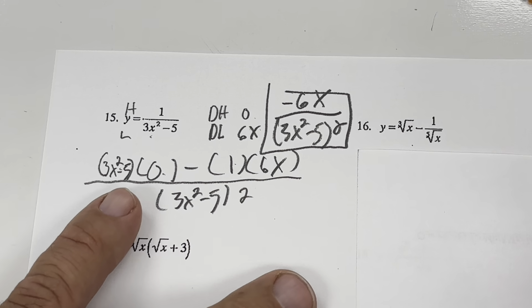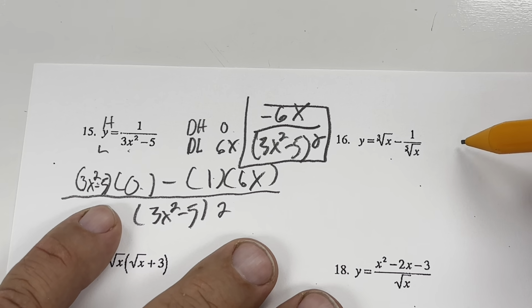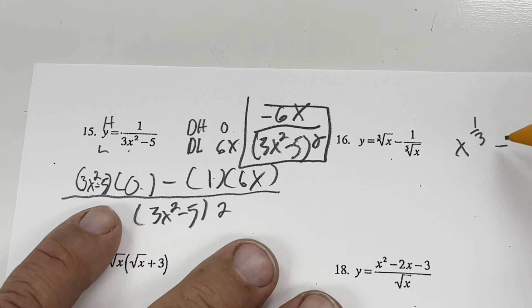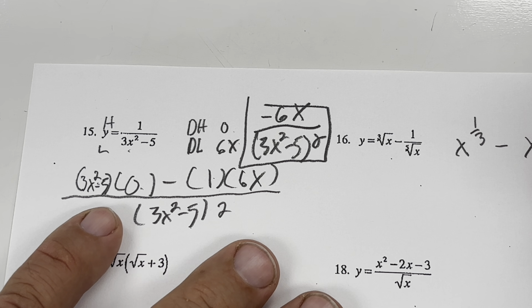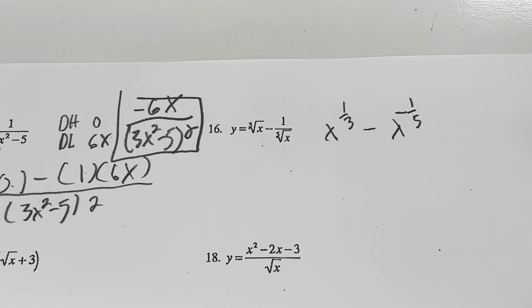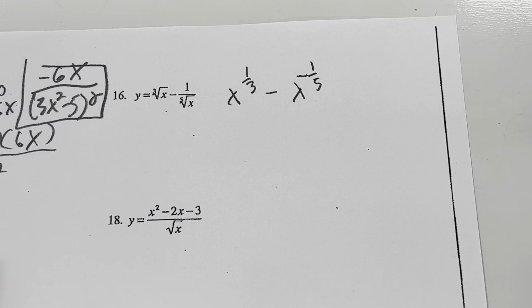So I think that's a cube root of x, so I'm going to rewrite that as x to the 1/3. And that's a 5th root of x, so minus x to the 1/5. But because it was on the bottom, I bring it up and it would be negative 1/5. And then I take the derivative of this. I don't have a shortcut for this one. We're just going to do it the way we're supposed to.